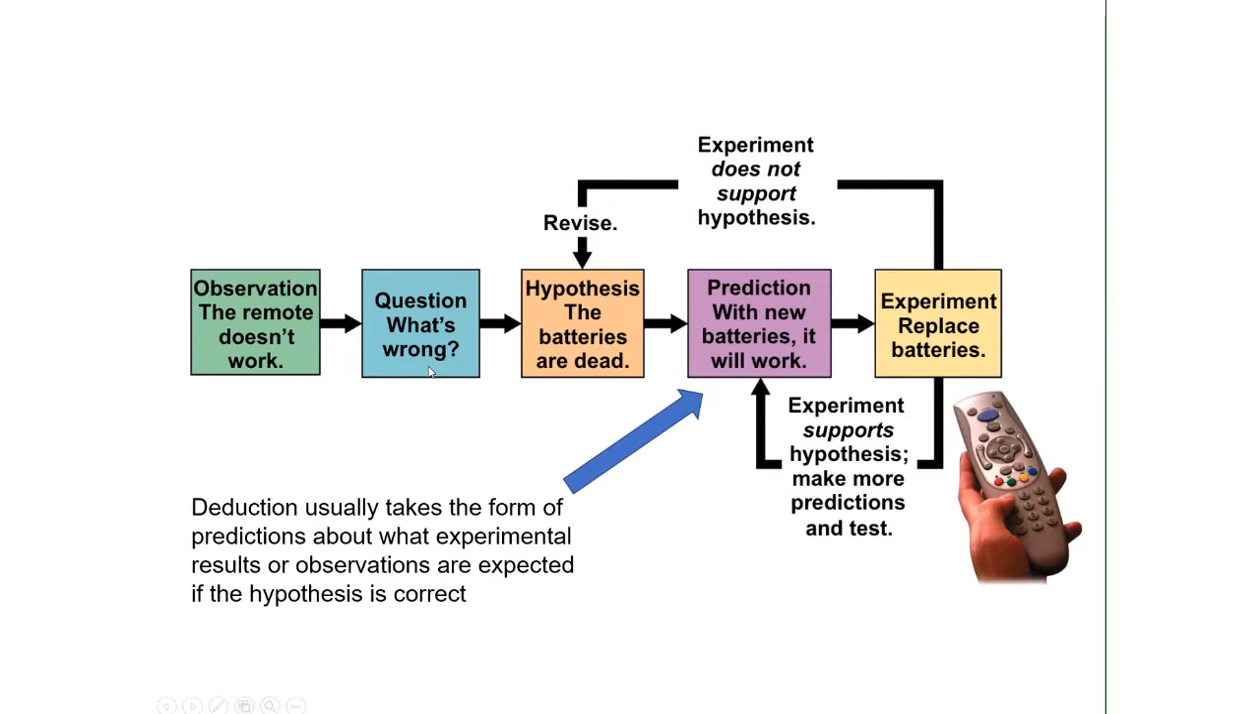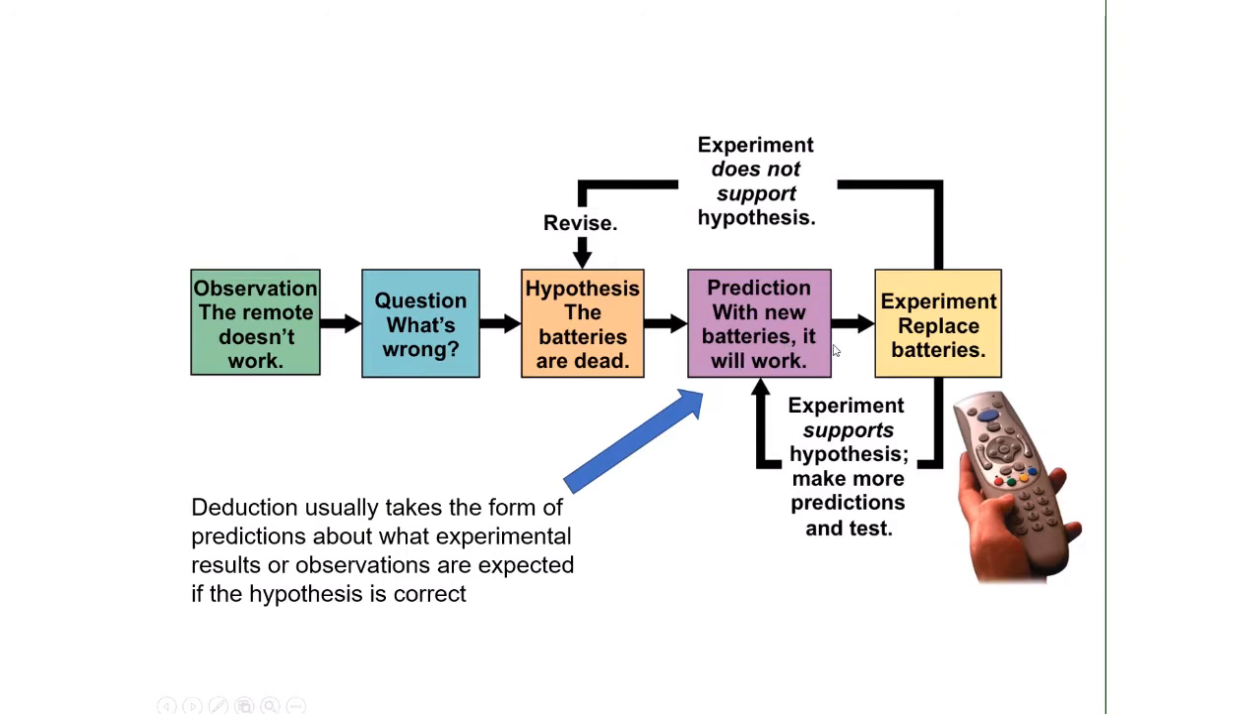And there could be many reasons. Maybe it's broken. Maybe the batteries are dead. Maybe the on/off button is loose. We don't know what it is. So we try to come up with a possible explanation for this. And based on your experience, it's probably the battery. So the hypothesis, the tentative answer to your question of what's wrong, would be the batteries are dead. So now you predict what will happen. With new batteries, it will work, right?